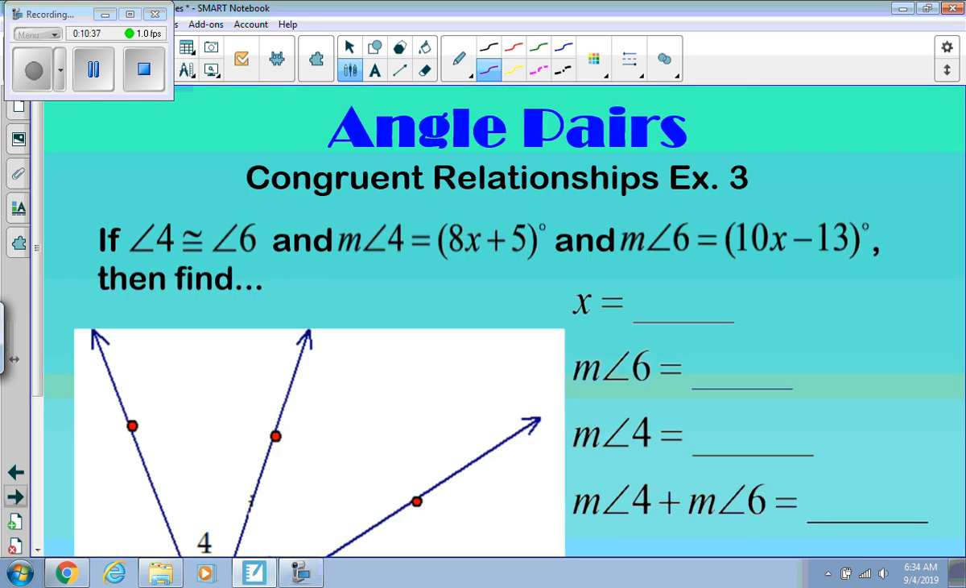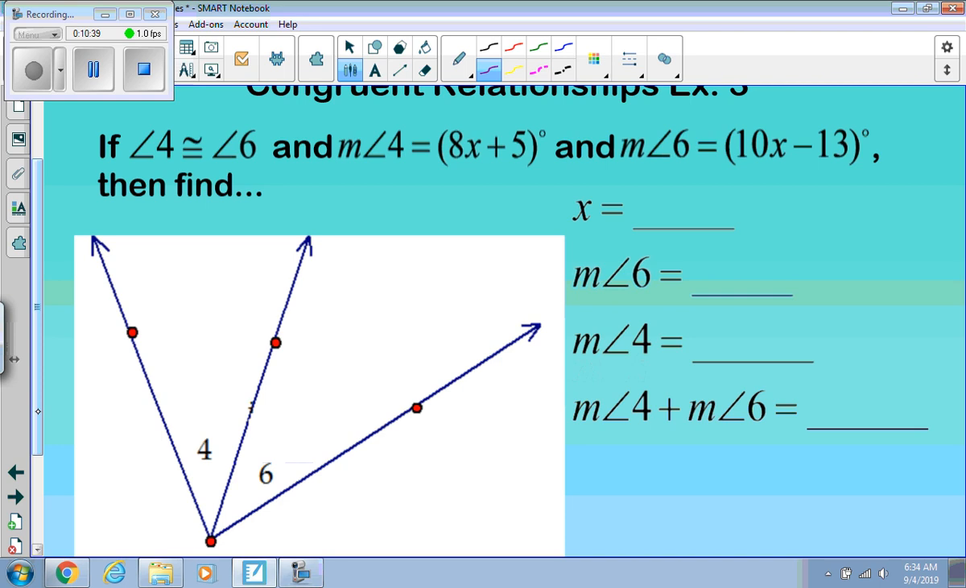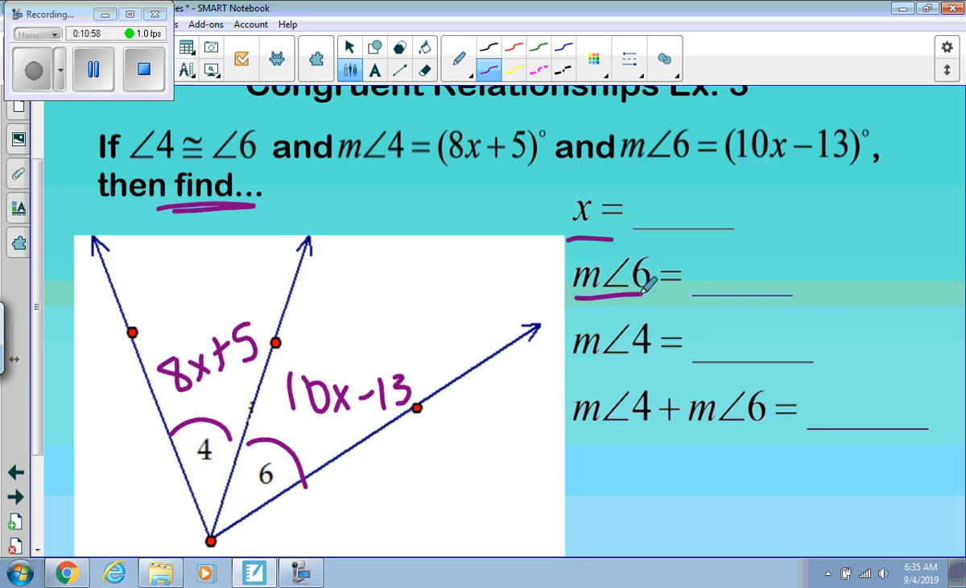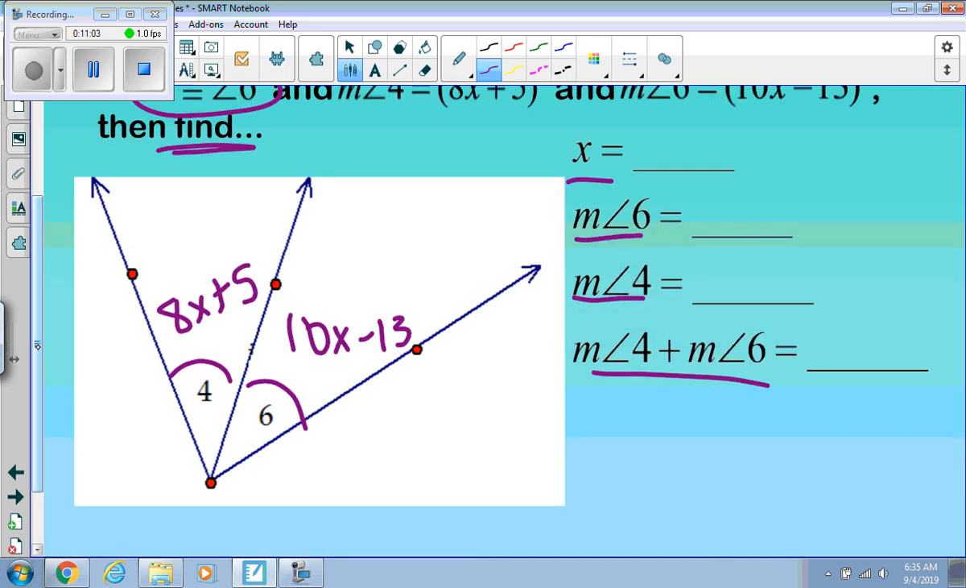Last example, they're telling us that angle 4 is indeed congruent to angle 6, so I'm going to mark that they're congruent on my picture. And then they tell us that angle 4 is 8x plus 5, and angle 6 is 10x minus 13. Them being congruent is important to us. So when things are congruent, we set things equal to each other. So the two pieces I have, I'm going to set equal. I've got 8x plus 5 equals 10x minus 13.